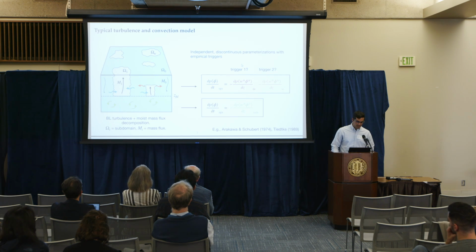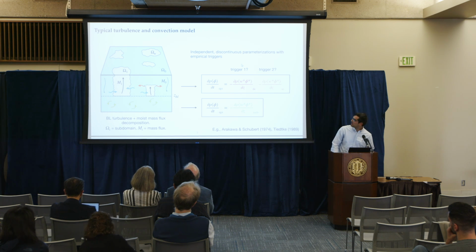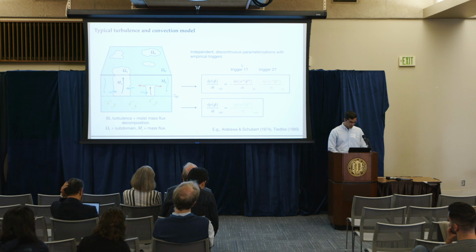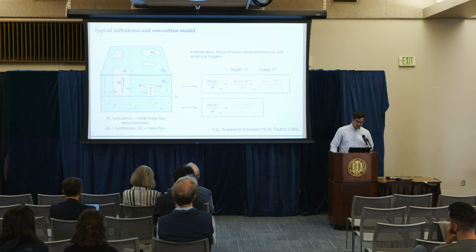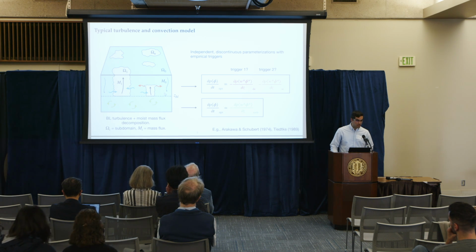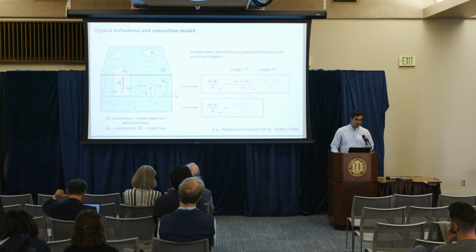So what does a typical turbulence and convection model look like? Here I'm showing a slice, or an atmospheric column, in a GCM. And what we typically have is a turbulence scheme that is active within the boundary layer. And as we cross the inversion layer, we substitute that turbulence scheme by a convection scheme. Most convection schemes are based on the ideas put forward by Arakawa and Schubert in 1974, where most of the convective transport is modeled in terms of convective moist updrafts that are doing most of the transport.